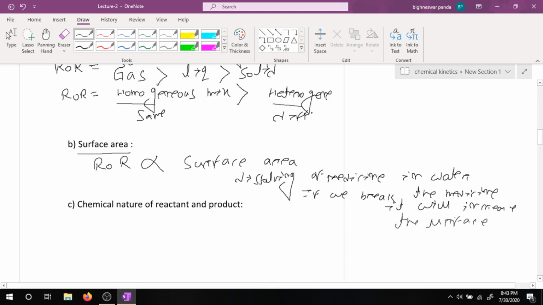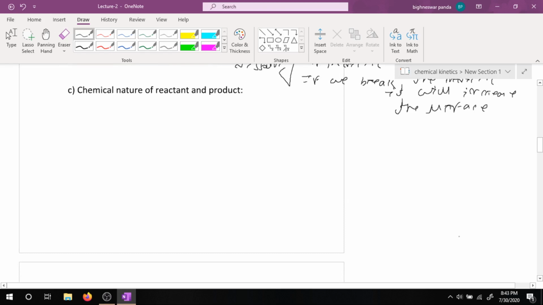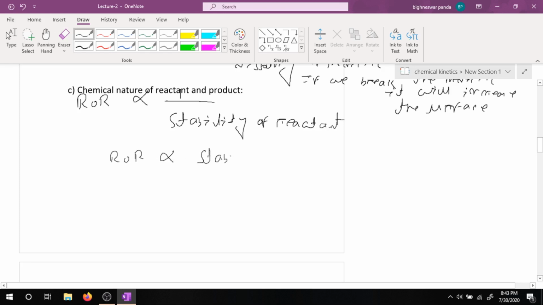So next point, chemical nature of reactant and product. It has been seen that rate of reaction is directly proportional to stability of reactant and rate of reaction directly proportional to stability of product. Sorry, rate of reaction here is inversely proportional to stability of reactant and rate of reaction is directly proportional to stability of product.